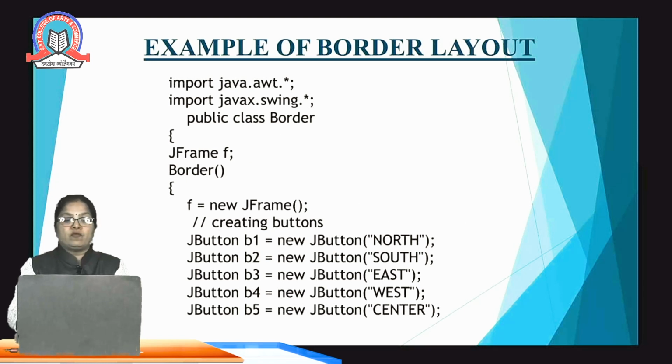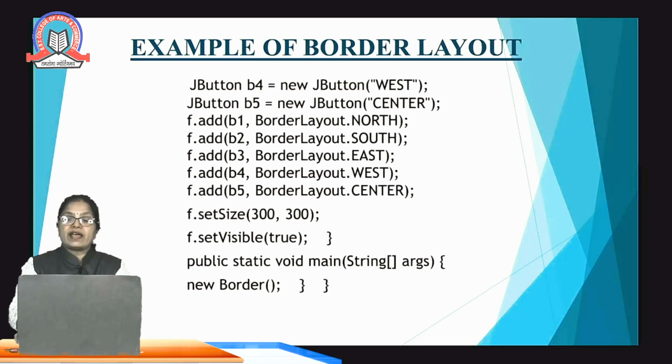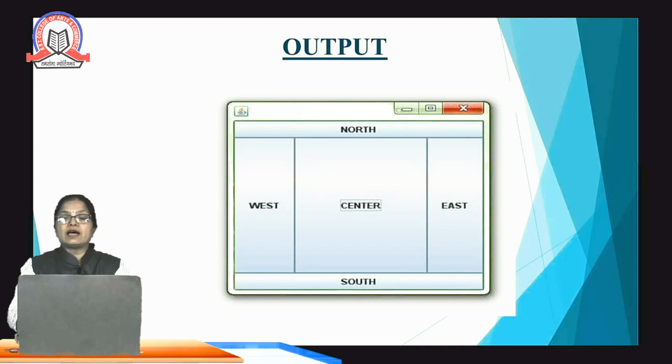This is the example of border layout. In this example, we are creating buttons B1 for north, B2 which we are placing on south. Like this, we have created 5 buttons. And then we are adding these buttons in the position of north, south, east, west and center. So this will be the output for that example. You can see on all 4 sides, they are the buttons and one is in the center.